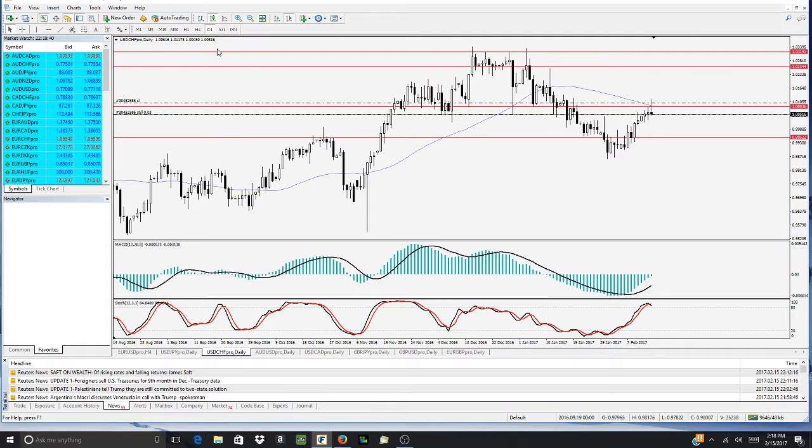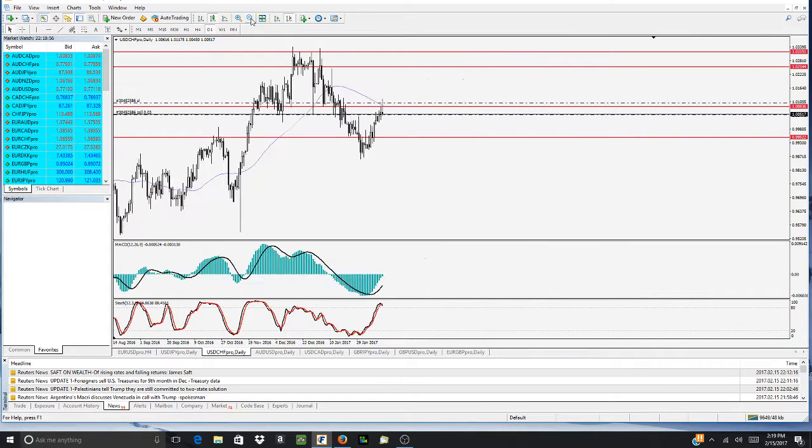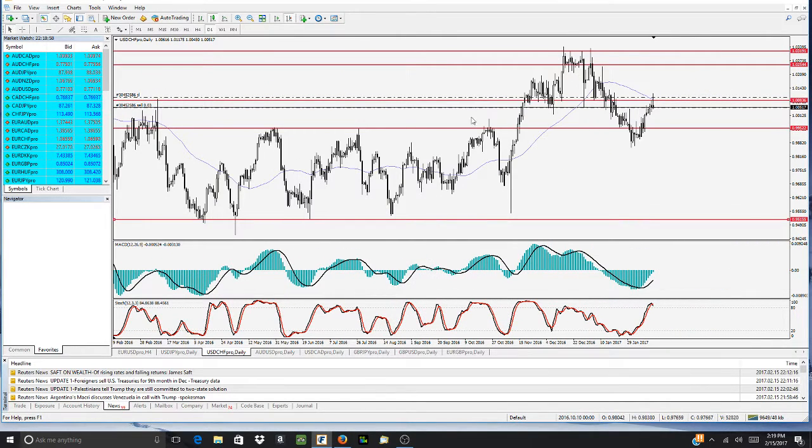What you want to do is always set support and resistance on higher time frames, like the daily chart, the weekly chart. I use the daily chart to set my support and resistance, and the way I do it is I zoom out and then I set my supports on significant peaks.